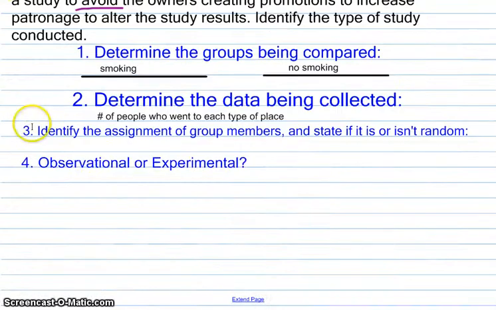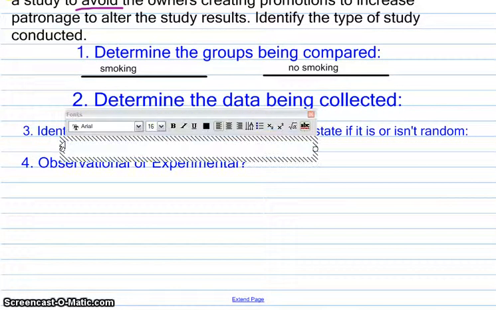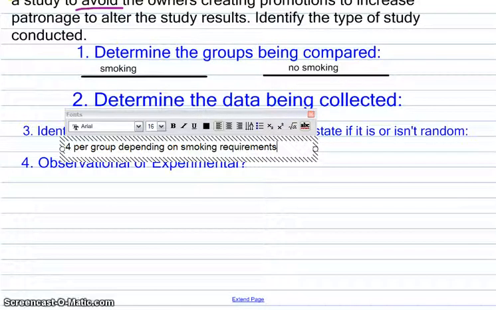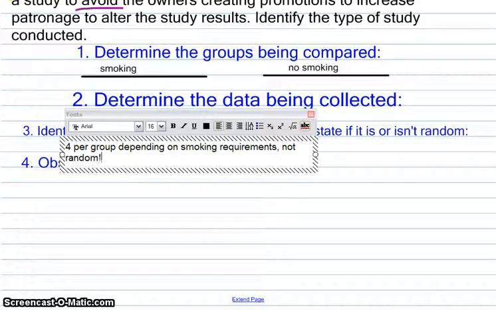For the third, it wants us to identify the assignment of group members and state if it is or isn't random. So if you think, there were 8 things, they were put 4 in a group, depending on whether they allowed smoking or not. So at this point, you have to think, is it random or is it not? Well, if they can't smoke, it's really not random. So this is most definitely not random.